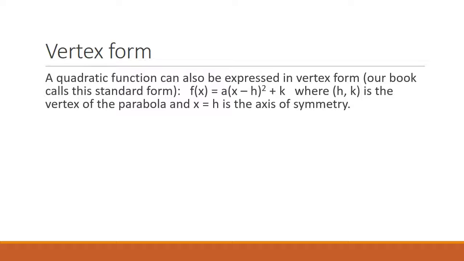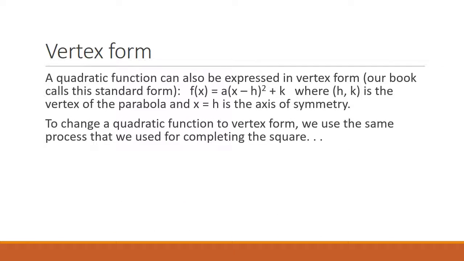The reason this is generally called vertex form is because you can look at the equation and pull the vertex right out of it. It's (h, k). You don't have to do any calculations or graphs to find the vertex. To change a quadratic function into vertex form, we're going to use the same process that we used for completing the square. This is one way of doing things.